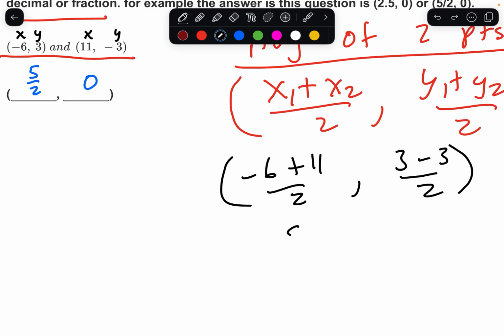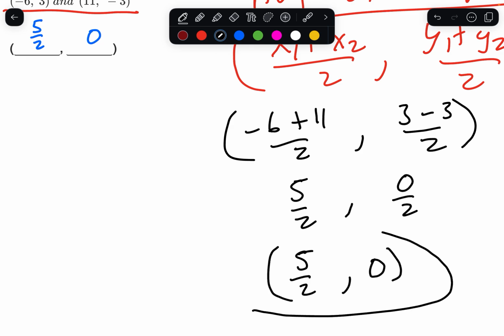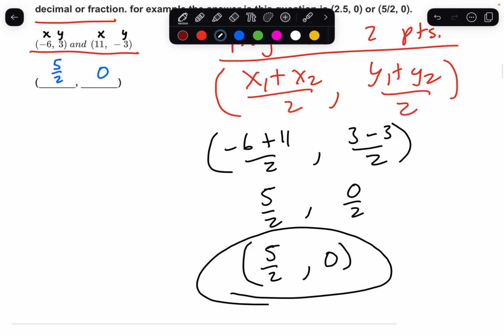-6 plus 11 is 5. 3 minus 3 is 0. And we divide those by 2, and that would just stay 5 halves, and that would become 0. And that is our answer. There we go. Add and divide by 2.